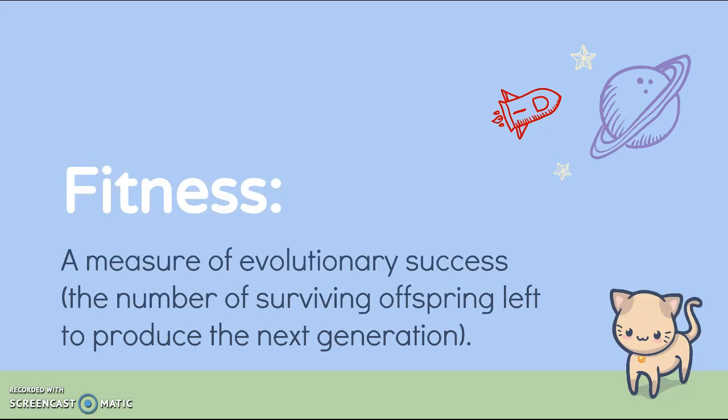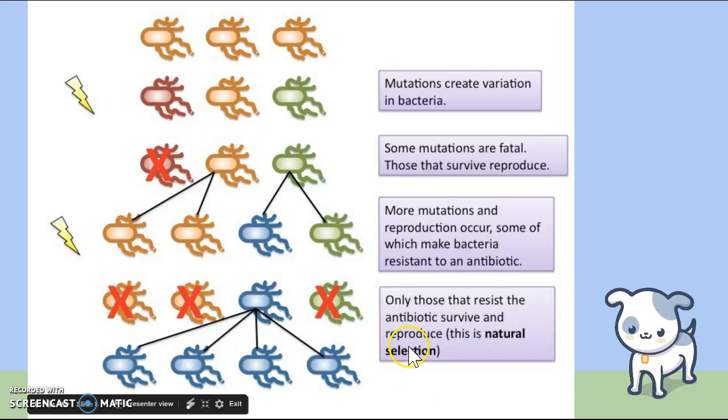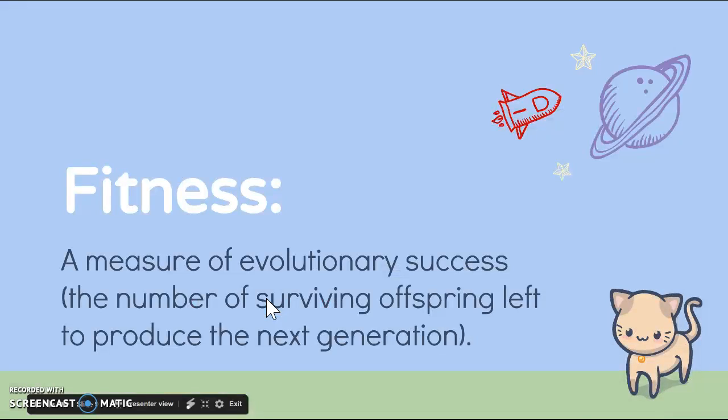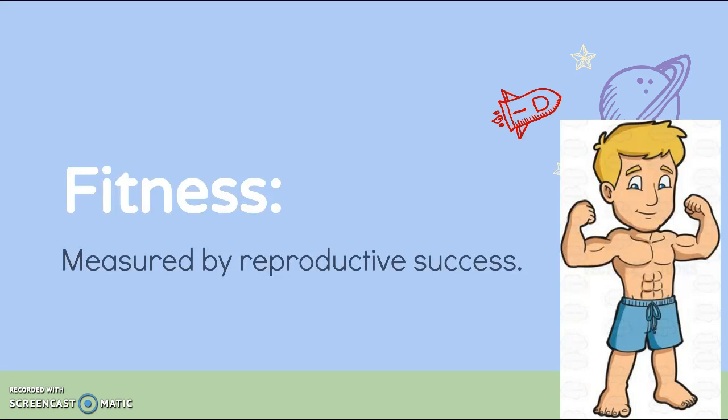All right, so fitness in biology is a measure of evolutionary success. So the number of surviving offspring left to produce the next generation. Over here, this blue bacteria was the most fit because it was able to survive and reproduce. So we don't want to think of fitness as like somebody who's really good at going to the gym or running marathons. It is measured by reproductive success. Can that individual survive and then pass his or her traits or its traits onto its offspring? Okay, so don't think of the fit guy.